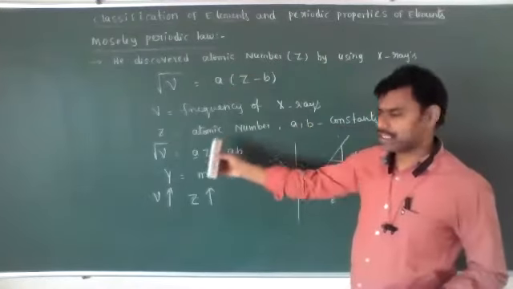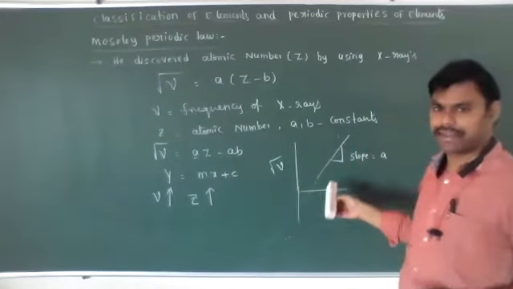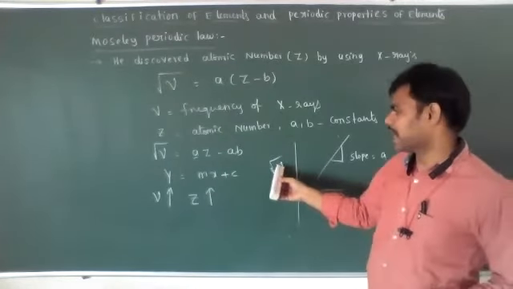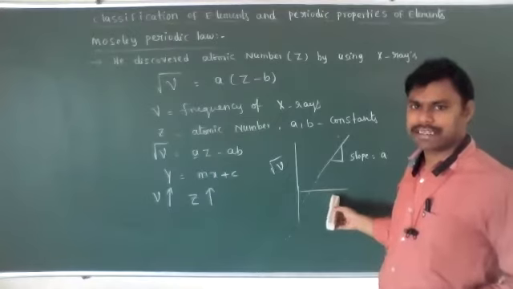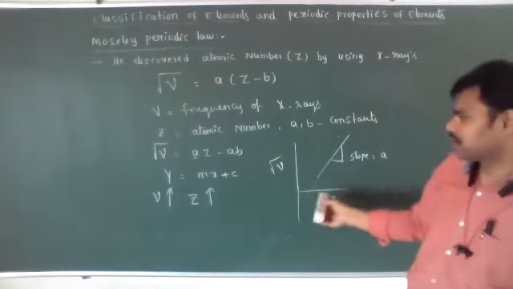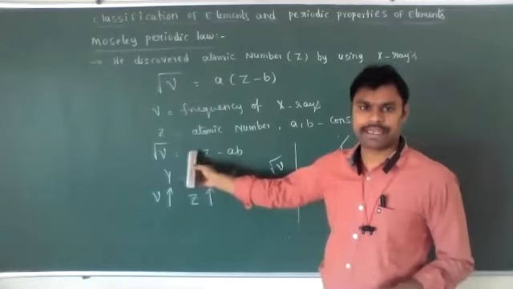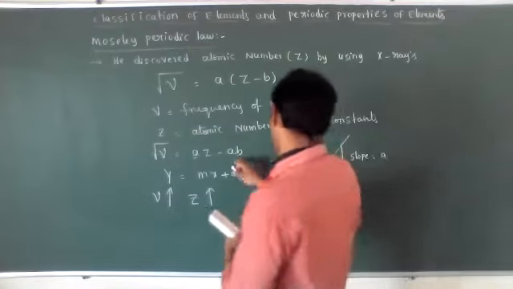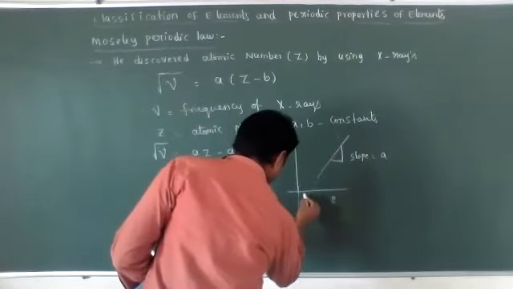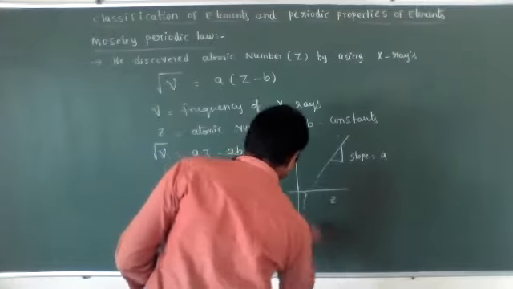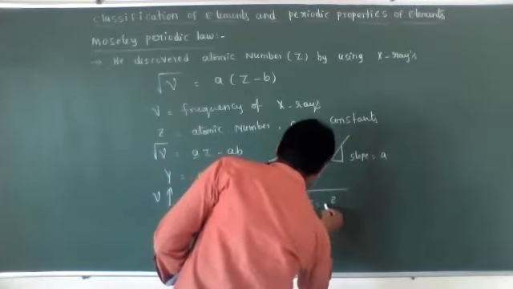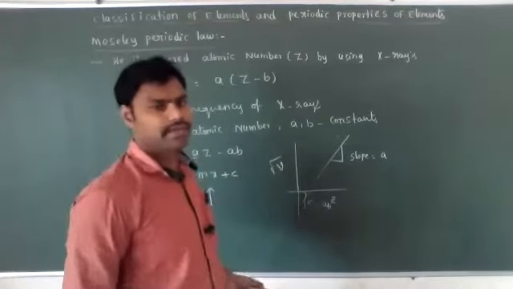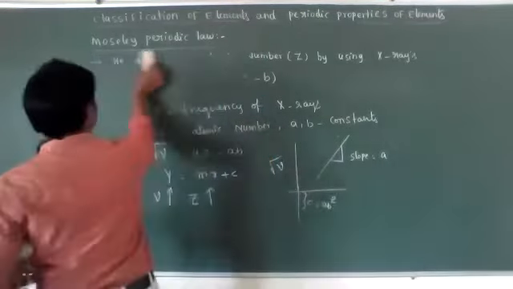Comparing this equation with y is equal to mx plus c, we get the graph of root nu versus z. On the y-axis we take root nu and on the x-axis the atomic number. The slope is equal to a, since a is in the place of m, and the intercept c is equal to ab. This is a negative intercept, so it goes to the negative coordinate. Intercept is equal to ab.